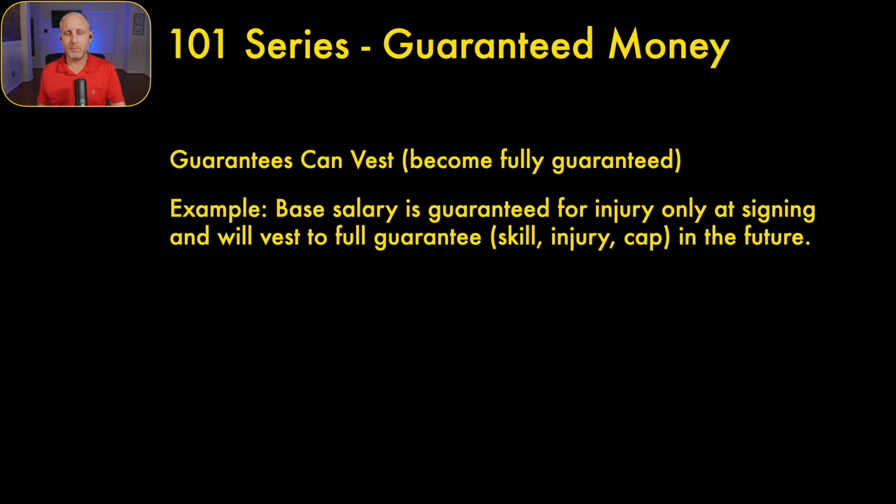Now, there may be a vesting schedule written out in his contract that on the 5th day of the league year of that specific year, the third year of the contract, that injury guarantee will become fully guaranteed for skill, cap, and injury. So that's what happens when you hear it could vest into a full guarantee, or you'll hear it said it's fully guaranteed for the first 2 years with an injury guarantee, and the third year that could turn into a full guarantee.